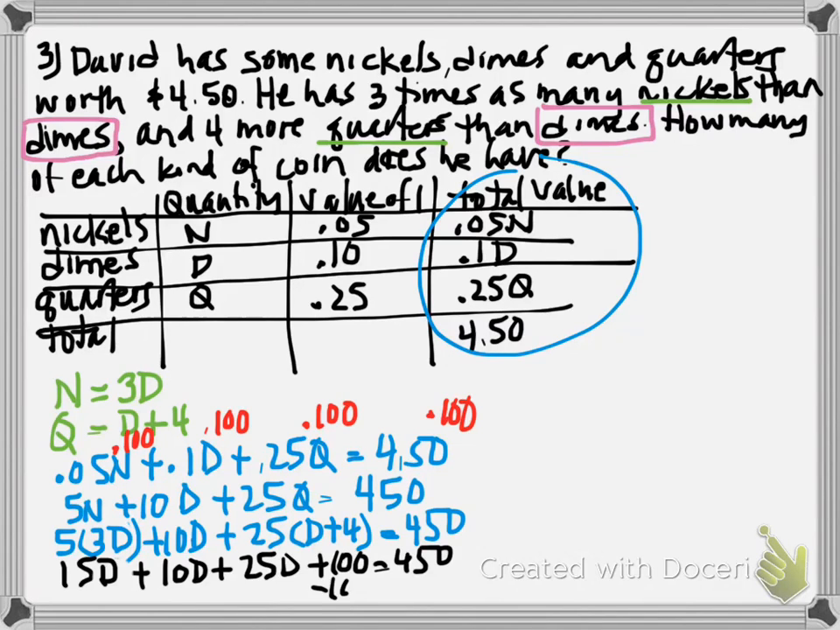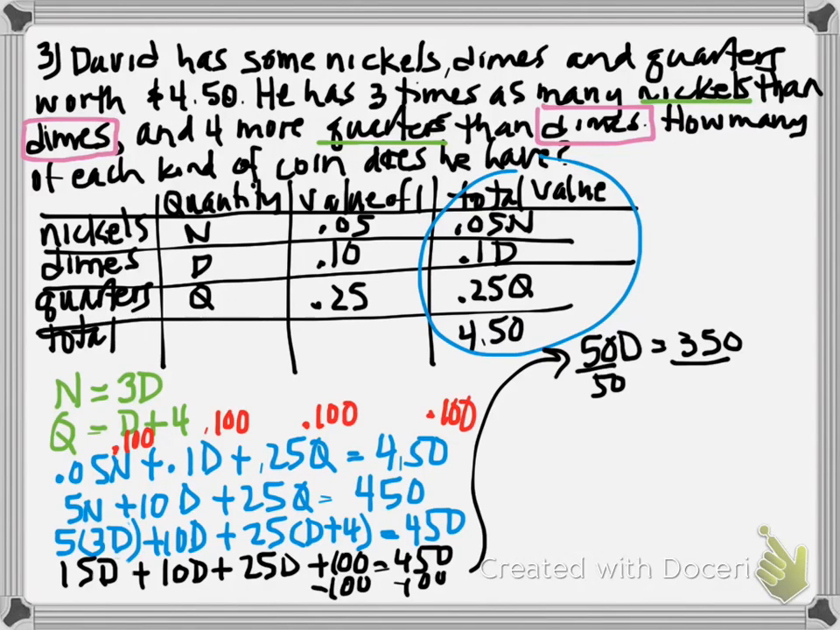So I'm going to subtract 100 from both sides and continue the problem up here. So I combine 15 and 10 is 25, and 25 is 50. So I get 50D equals 350. Divide both sides by 50. The extra zeros cancel. 35 divided by 5 is 7. So that's how many dimes we have. So for our answer, we write 7 dimes.